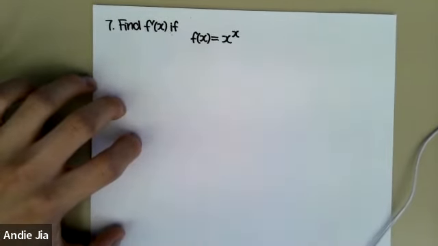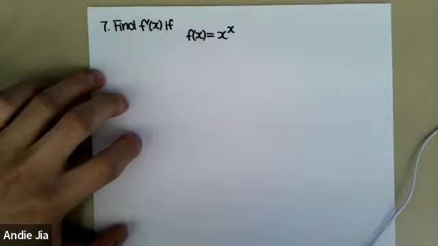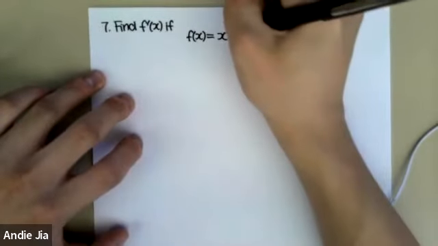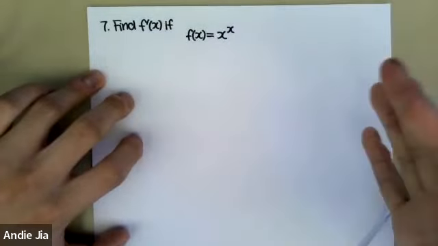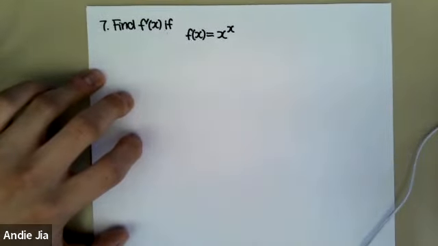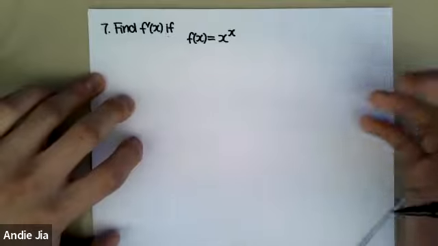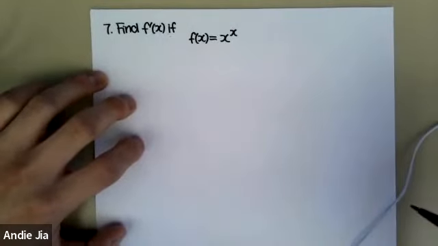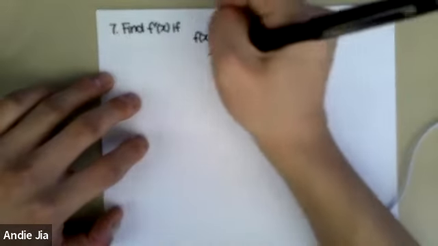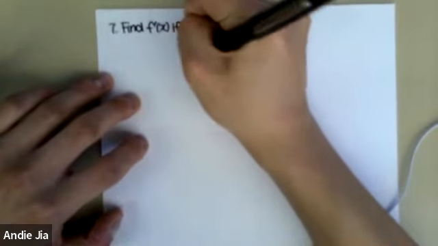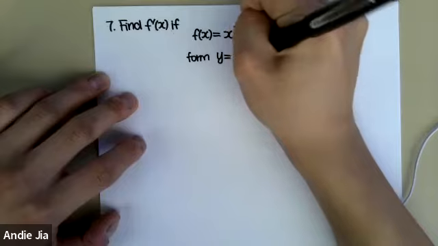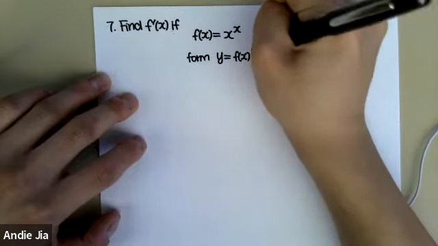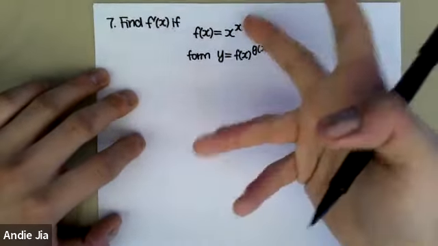For any logarithmic differentiation, it's like a function with a power of another function, but for e to the something, that is an exception, so you just use the chain rule. But now we do this. It is in the form of y equals f of x to the g of x, so it's x to the x.